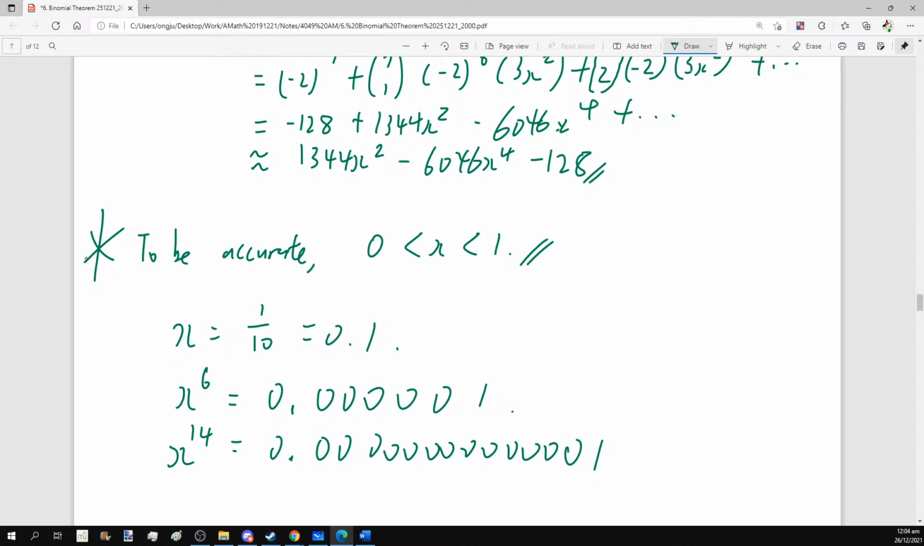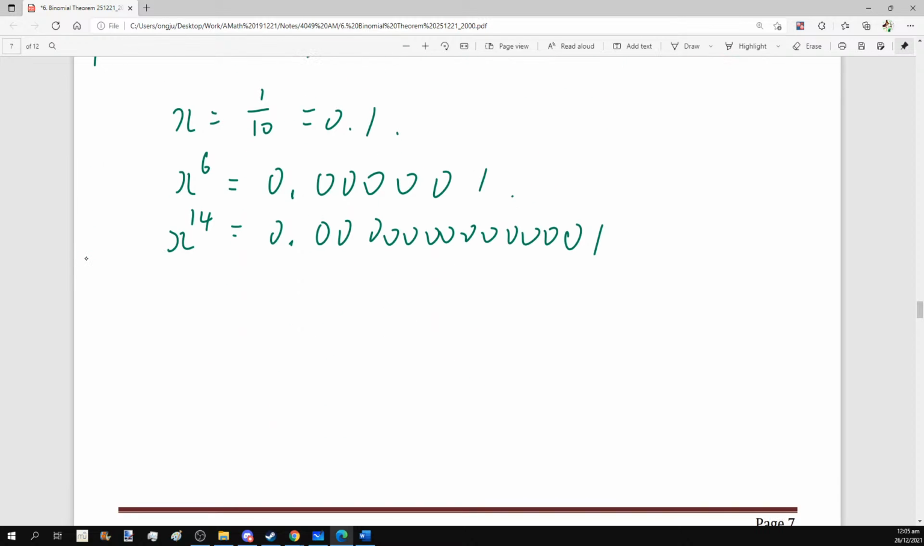Of course, my open question for those of you watching who are in my class will then be, what if we threw away the small powers, like the constant, and x power 2, and we kept the big ones like x power 14, x power 12? In that case, what can we say about x? I will leave you to think about this for yourself.